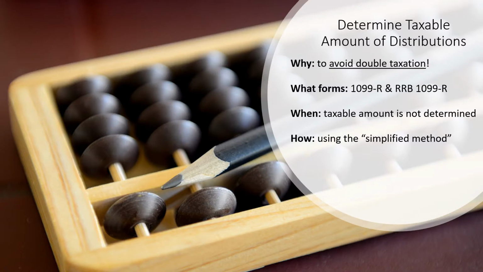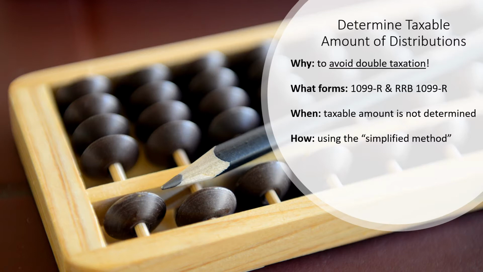So if you remember back to our basic lesson on retirement income, our taxpayers are going to come to us with a Form 1099-R for retirement, or an RRB 1099-R, which is a railroad benefit retirement. A lot of times, the taxpayers will bring the form and the taxable amount will already be determined on the form, and we can just enter things as they are on the form. But sometimes the taxable amount has not been determined, and so that leaves us to figure out what amount of this distribution is going to be taxable.